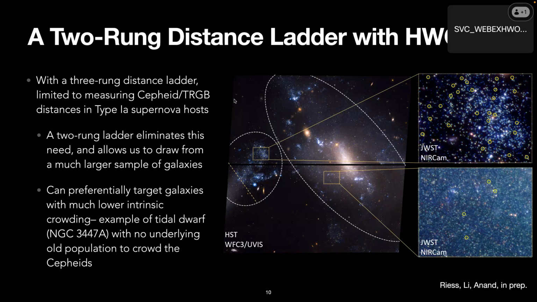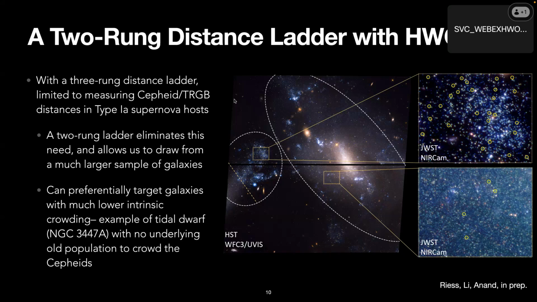And so here's an example that should be on the archive next week or the week after, NGC 3447. The left image is what we see with HST, and the right insets are actually seen with JWST. And so the bottom is a typical Cepheid scene. The Cepheids are in the disk of galaxies. It's crowded, there's red giants, there's AGB stars everywhere. We can resolve them, but it's a little bit messy.